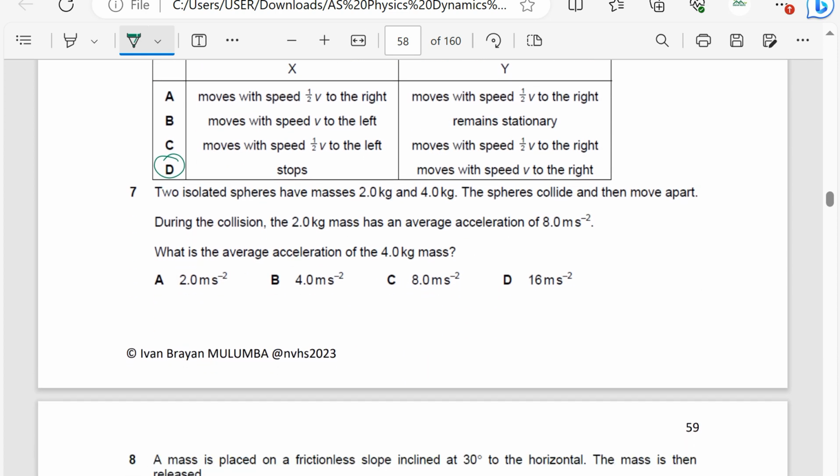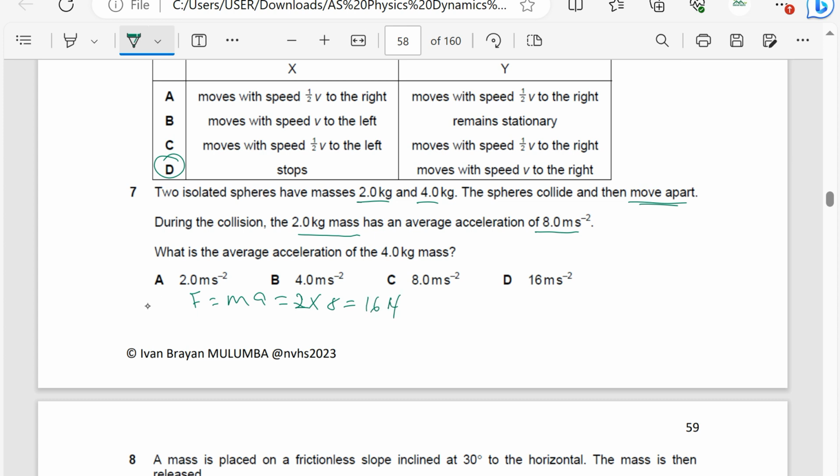Two solid spheres have masses 2 and 4 kilograms. The spheres collide and move apart. During the collision, the 2 kilogram mass has an acceleration of 80 meters per second squared. What is the average acceleration of the 4 kilogram mass? Okay, so we know that force is equal to mass times acceleration. For the 2 kilogram mass it is 2 times 8, which is going to be equal to 16 newtons.